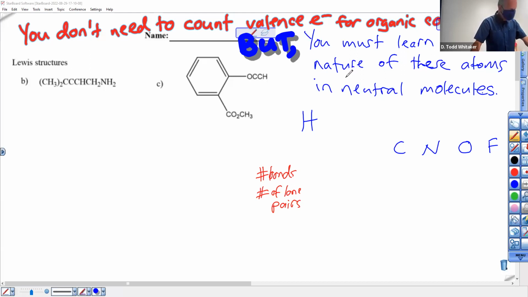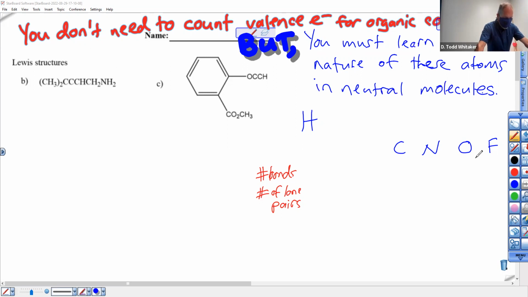All right, we're continuing our first activity here. And we're going to do some valence Lewis structures for organic molecules. And here's a little note that'll save us a lot of time and grief. You don't need to count valence electrons for organic compounds, but you must learn the nature of these atoms in neutral molecules.